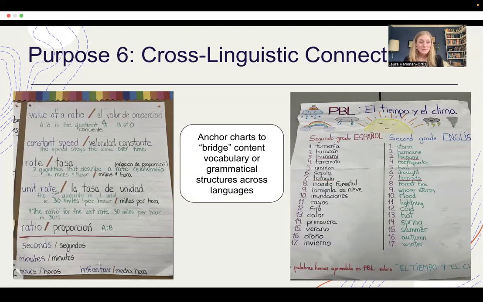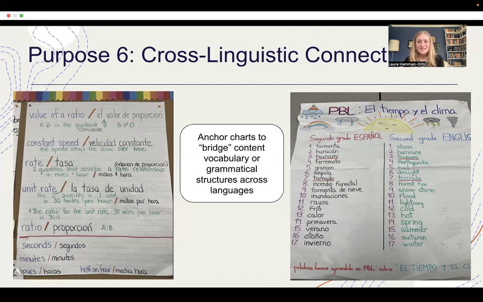classrooms. In bilingual spaces and bilingual learning contexts, classrooms should be full of these types of anchor charts because there are so many wonderful opportunities to help students make connections across what they know in one language to the other. These are two great examples of anchor charts that show supporting students in learning the vocabulary that they've been learning in math across both languages and about the weather and climate in both languages. And you can see the teacher's attention to looking for cognates.